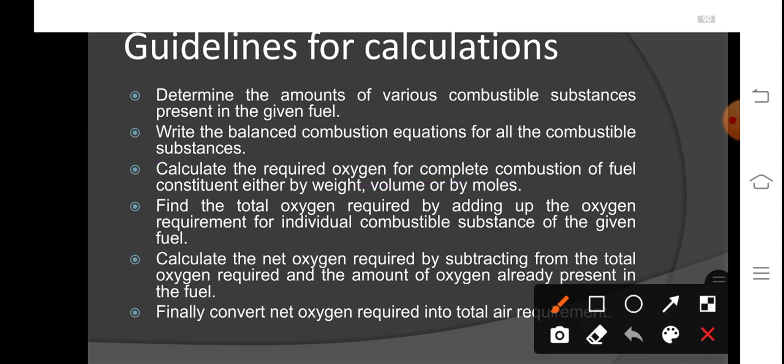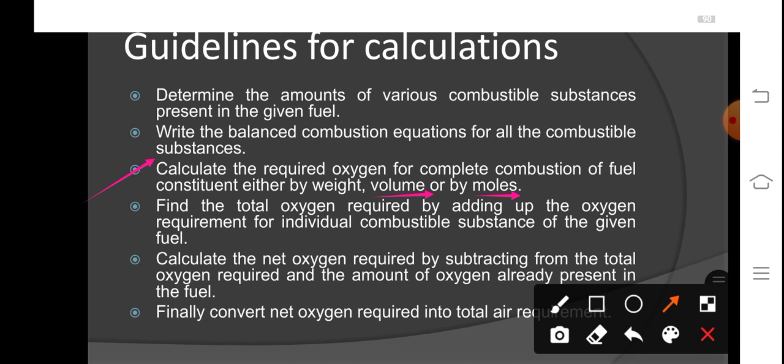It will depend upon the question whether we need to calculate by weight, by volume or by moles. If we need to calculate by weight, then we have to consider the milligrams or grams of the substance. If we need to calculate the volume, then we have to consider the meter cube. If it is a liquid fuel, then we will calculate through moles.